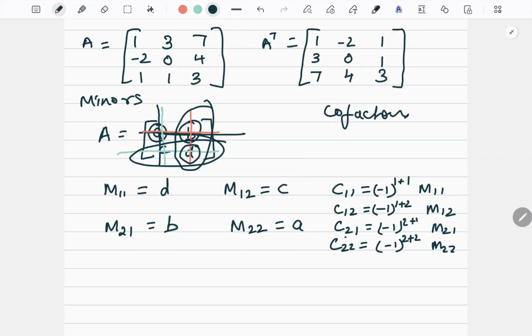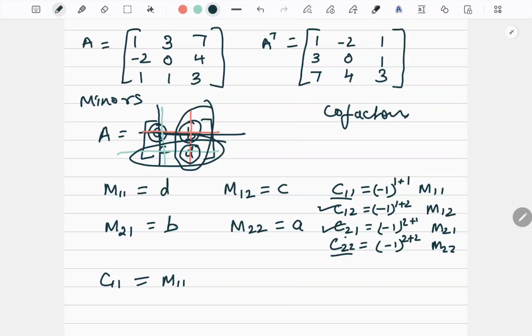So basically what happens when I write C11, see this is even number, 1 plus 1 is even. So minus 1 to the power even is always plus 1. So it will be equal to M11. So minor and cofactor are same whenever the sum is even. And whenever the sum is odd, the negative of minor will become the cofactor. That's it. So see, this number will become negative and this number will become negative. And this number and this number will remain positive. So this is how we find out the cofactor.